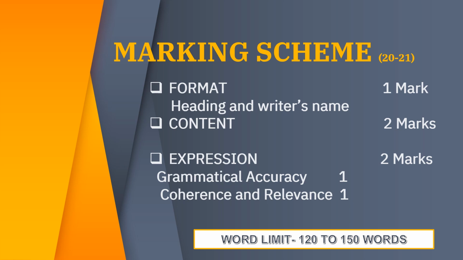The marks allotted for article writing for this session, that is 2020 and 2021, has been reduced. Now the marks allotted is 5 marks, which is divided between format 1 mark, content 2 marks, expression another 2 marks. And the word limit now is 120 to 150 words only.